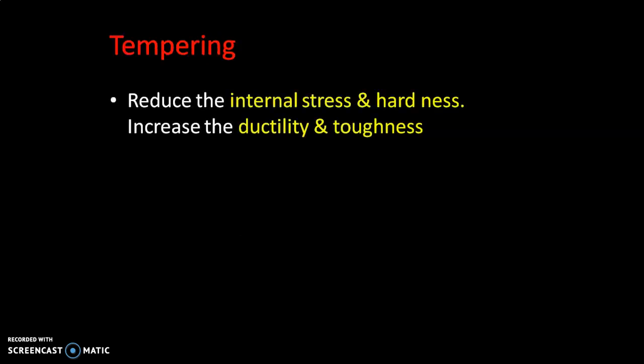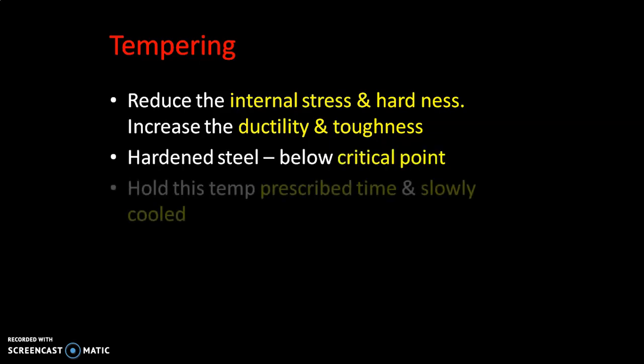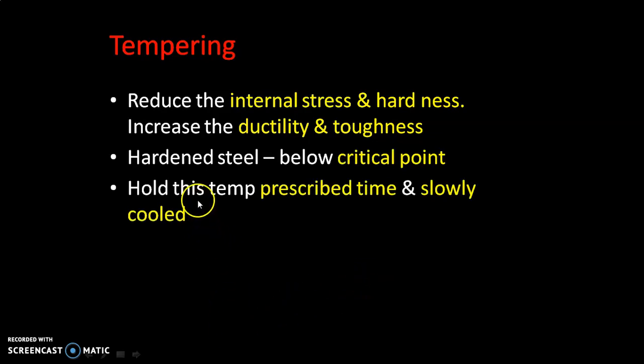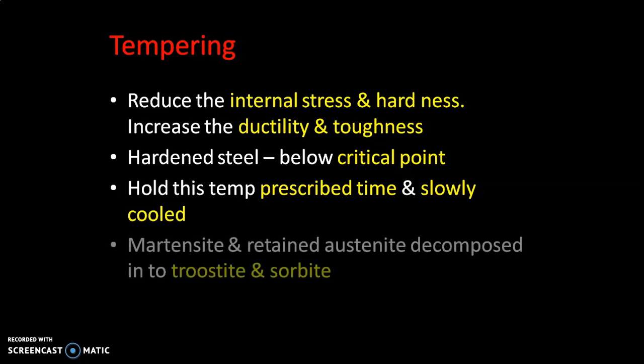Tempering. Reduces the internal stresses. After the hardening process occurs, the tempering process takes place. It reduces the internal stresses and hardness, and increases the ductility and toughness. Hardened steel is heated below the critical point, held at this temperature for a prescribed time and slowly cooled. Martensite and retained austenite decompose and troostite and sorbite structure is formed.